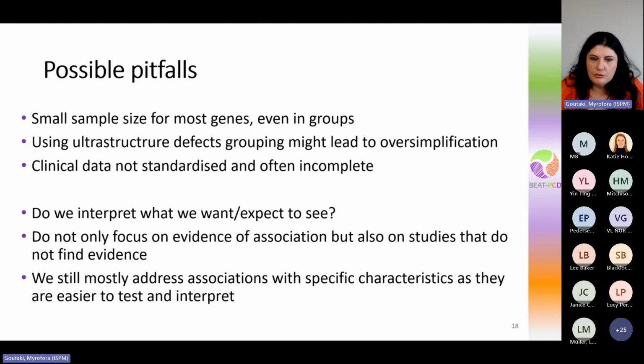Another issue that I want to raise is: do we really interpret sometimes in the newer studies what we expect and want to see? So we know that patients with CCDC39 or 40 have a worse respiratory phenotype, and that has been shown in several studies. But not all studies that compare disease severity and different aspects have the same findings. And sometimes we have to not only focus on the evidence of association, but also keep in mind that there are studies that do not find evidence, and try to think of the reasons why this is the case.